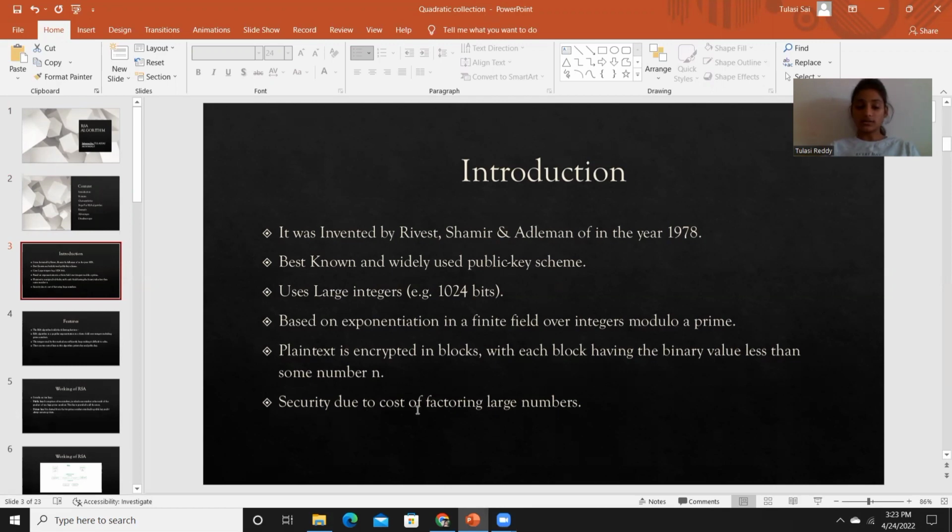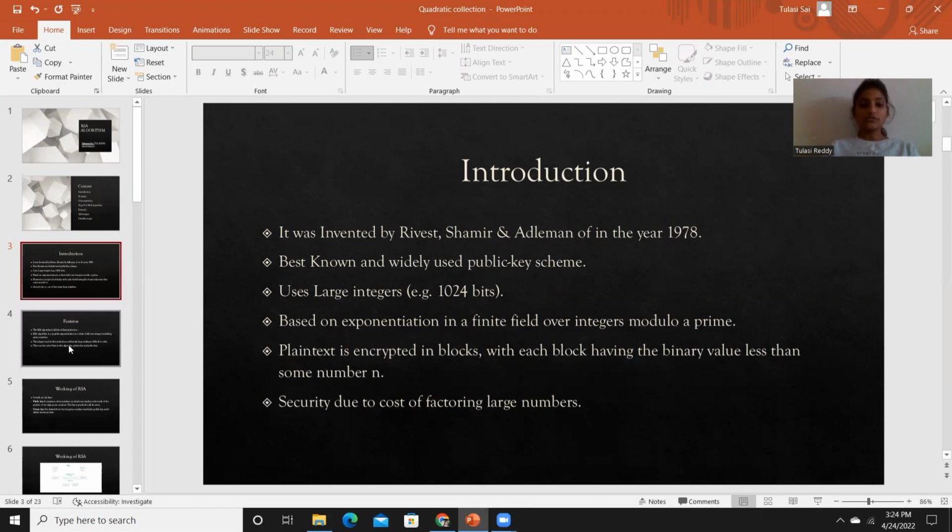So coming to the RSA algorithm, it is an asymmetric cryptography algorithm. Asymmetric means that it works on two different keys, that is a public key as well as a private key. As the name describes, the public key is given to everyone and the private key is kept private.